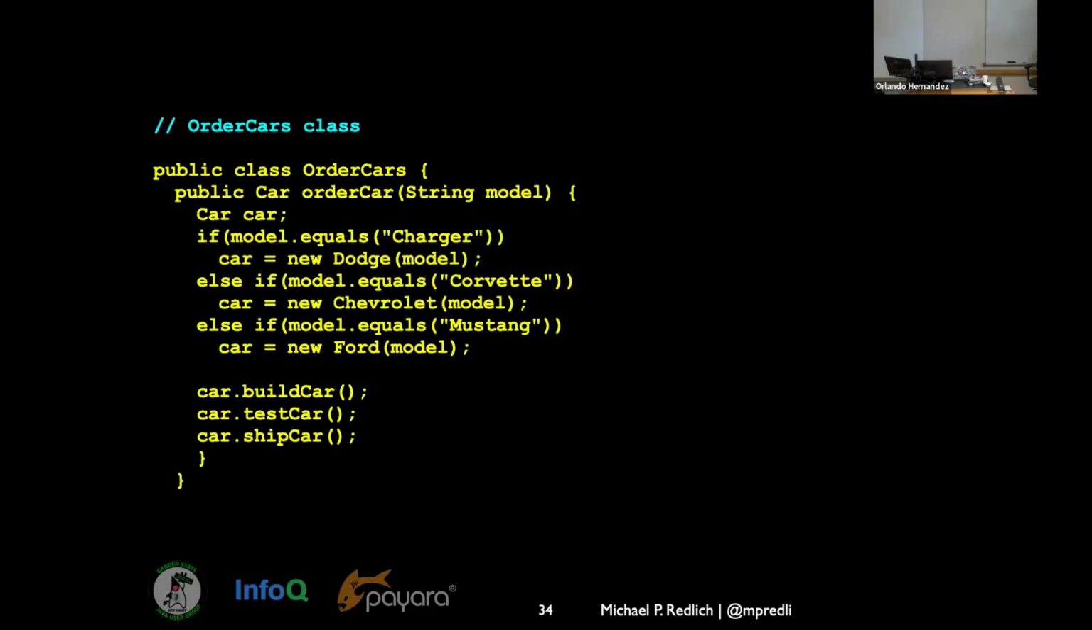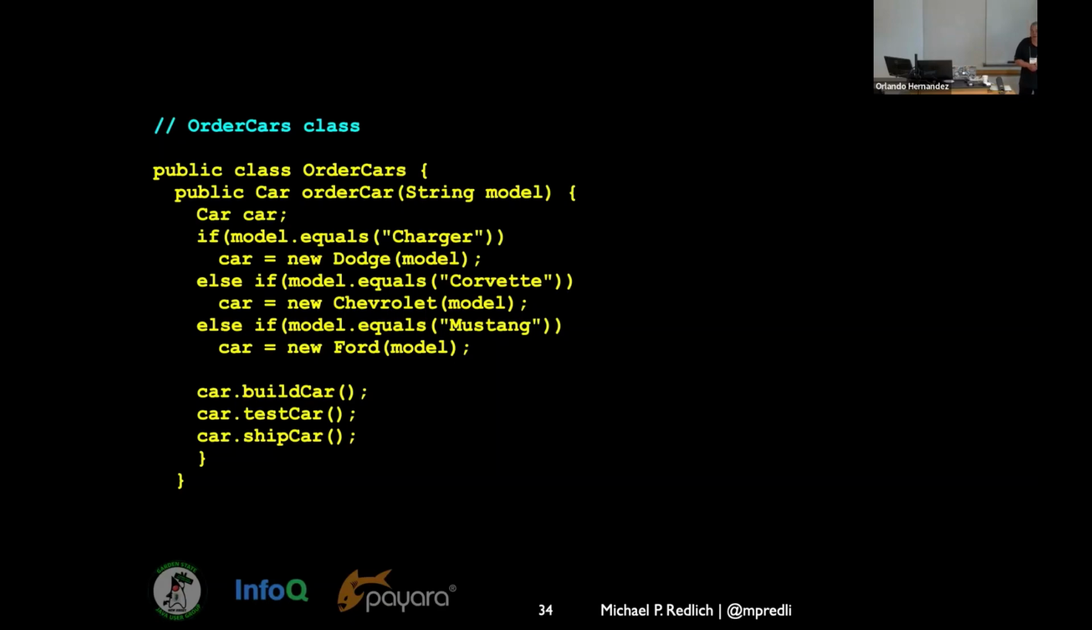So now we have all this if stuff, right? If the model being brought in equals Charger, let's create a new Dodge class, right? If it equals Corvette, then a new Chevrolet, and so on and so on. And then after we've determined what car we want, then we're going to build the car, test the car, and ship the car. Right? What in this code will vary?